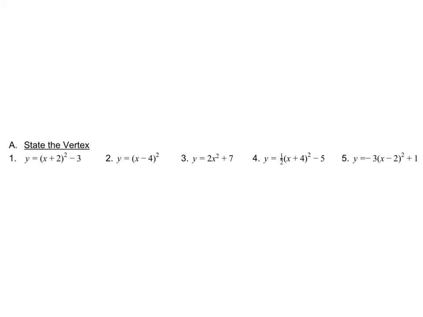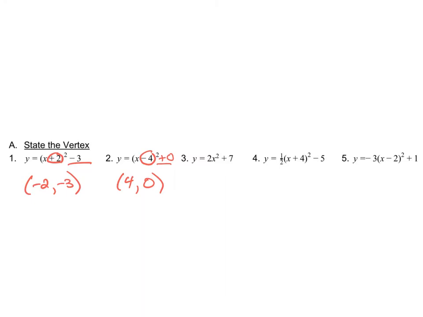With these couple questions here, the goal is to state the vertex. So what we're doing is just saying the opposite of this number, which is -2, and the same as this number, which is -3. The vertex is at (-2, -3) in example 1. In example 2, the opposite of this number is +4, and the same as this number out here. Well, there's no number out there, so we could put a +0 there and it wouldn't change anything. So that means our vertex is at (4, 0).